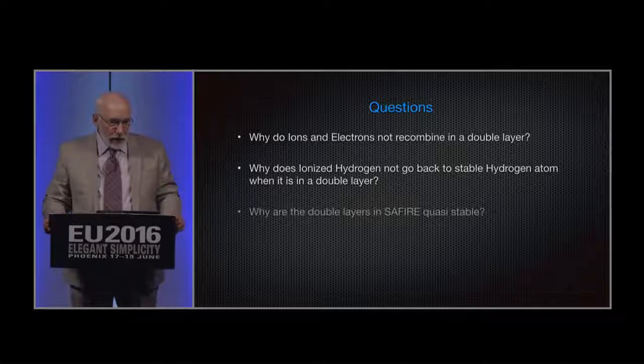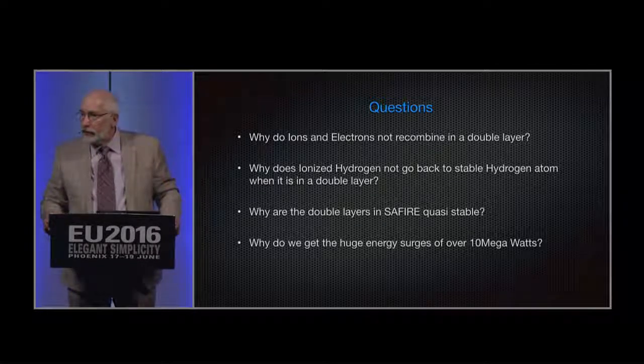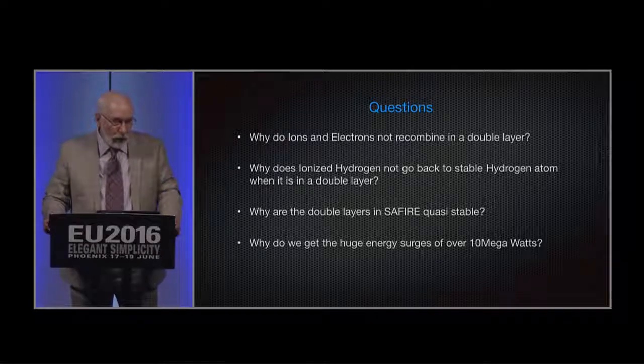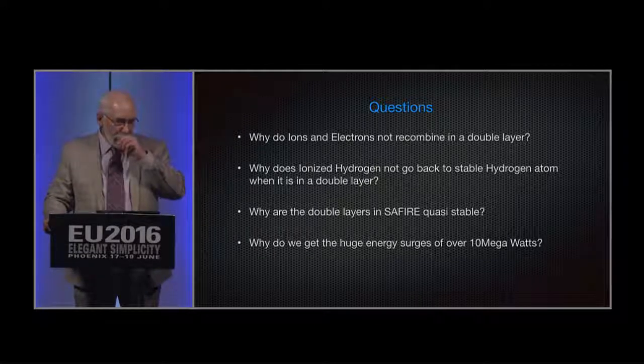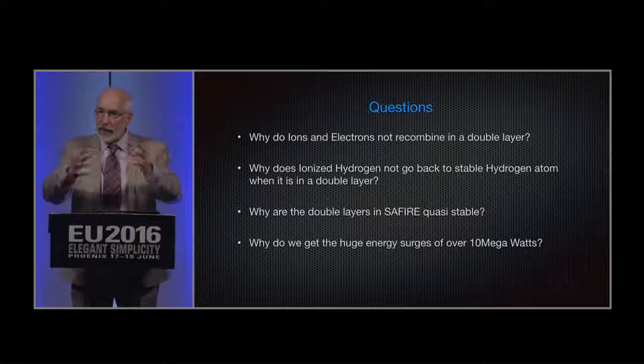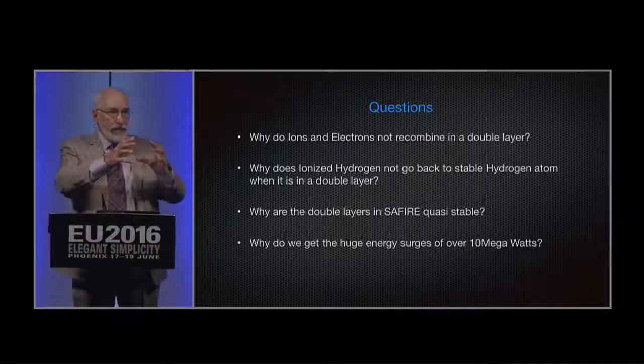Why do ions and electrons not recombine in a double layer? Why does ionized hydrogen not go back to a stable hydrogen atom when it's in a double layer? What is the mechanism? What's the process? Why is it staying like this? Why are double layers in SAFIRE quasi-stable? So why do we form these spheres and they're quite stable?